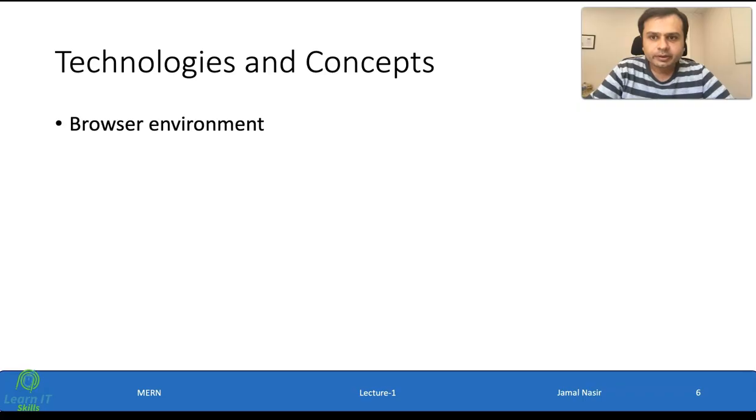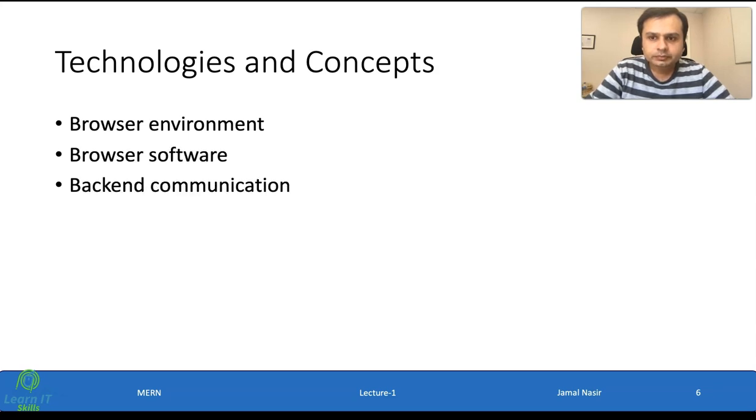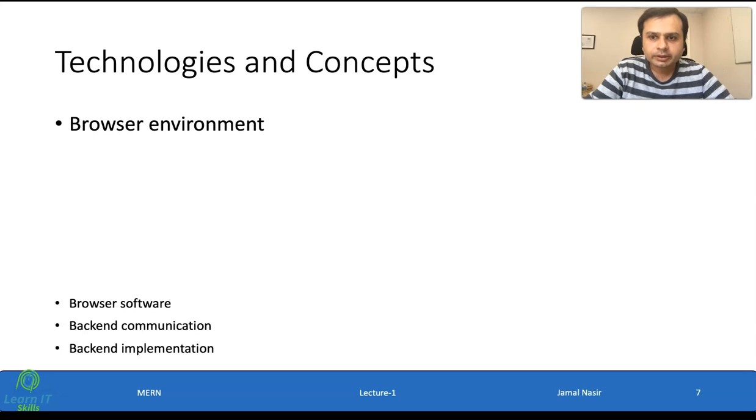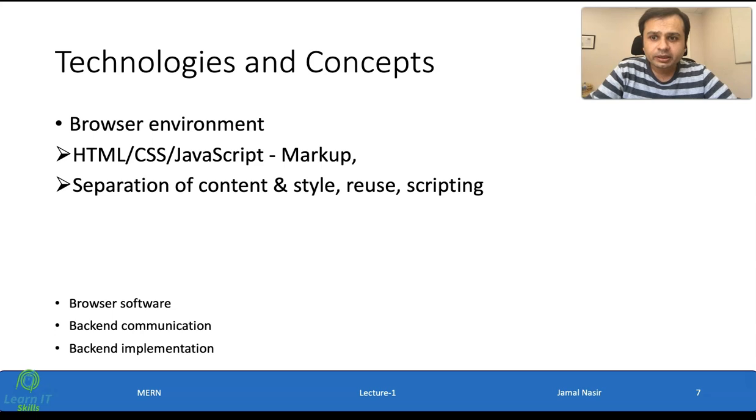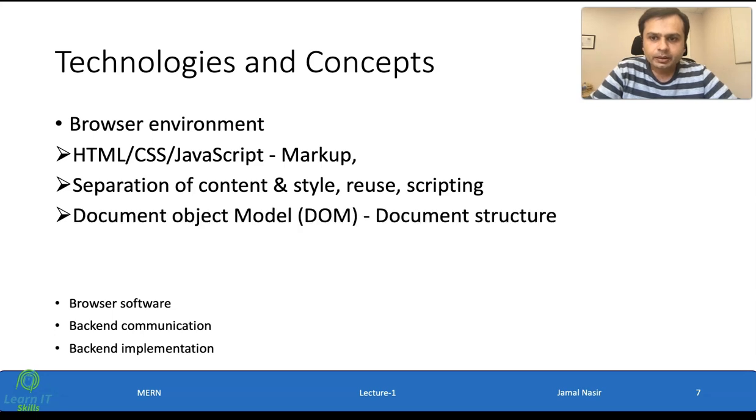Technologies and concepts: browser environment, browser software, backend communication, and backend implementation. So these are the 4 technologies and concepts that we would be learning in this course. So what is browser environment? In terms of browser environment, we would say HTML, CSS, JavaScript, markup, right? So basically, this is the separation of content and style so that we can reuse and make use of JavaScript, right? And we will also cover the document object model, DOM.